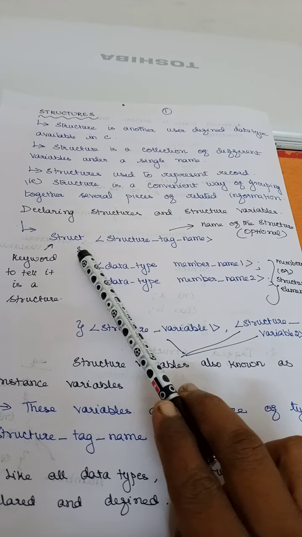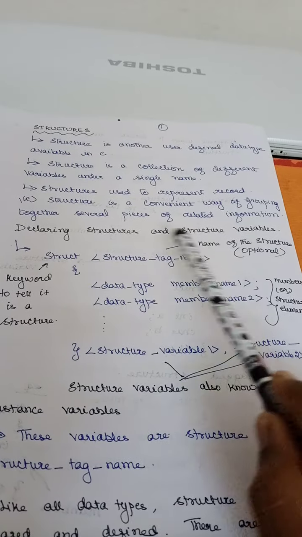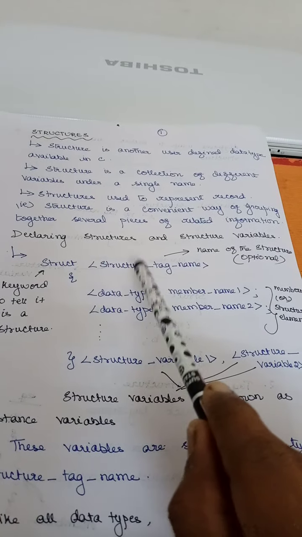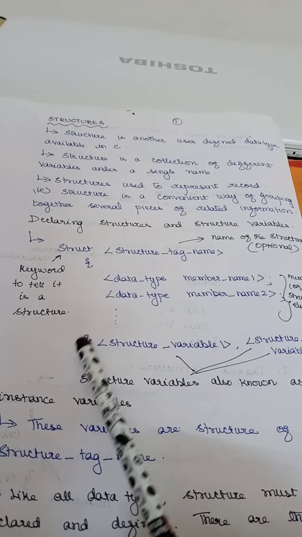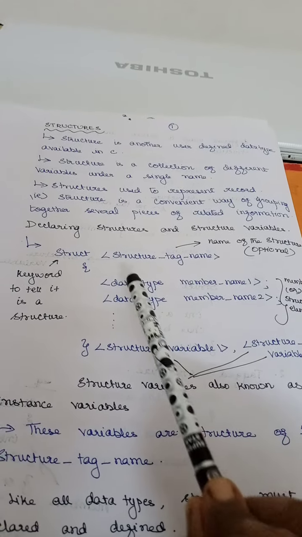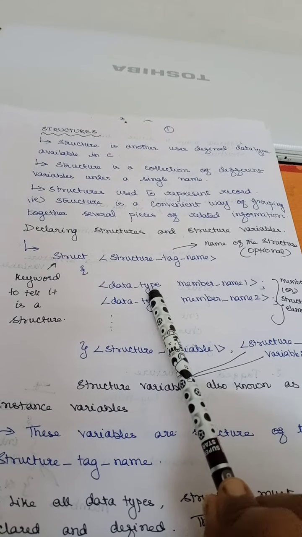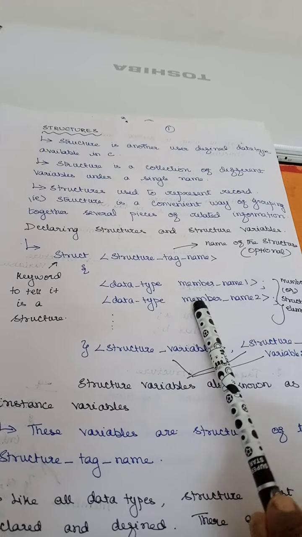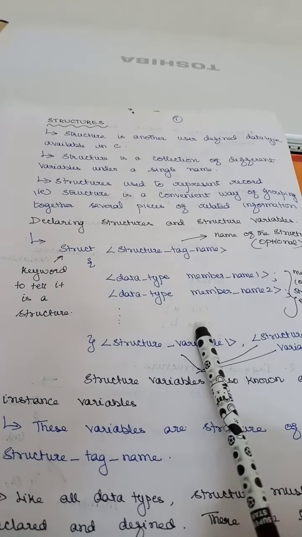Struct is a keyword, and this is going to be the tag name. Don't worry about this less than symbol; that is just to mention that you need to have a name here. The name of the structure is an optional one. Then I need to have curly braces. Inside, I am going to have the data type and the member name. For example, if I want a roll number, I will write int roll number, then char name, and then float marks m1 m2 m3, like this.